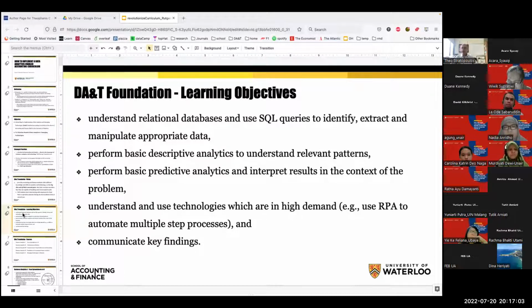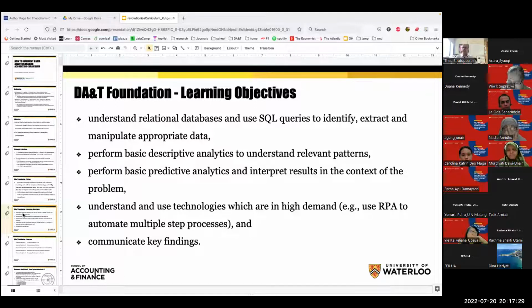Now, once you have extracted the data, the next objective is that you should be able to perform descriptive analytics. So performing descriptive statistics is a requirement. You should be able to understand the foundational statistics knowledge which is needed to describe your data, describe the distribution of your data and what it means.